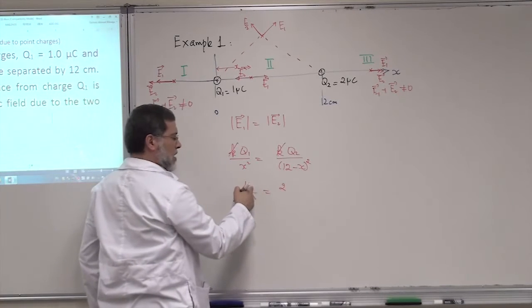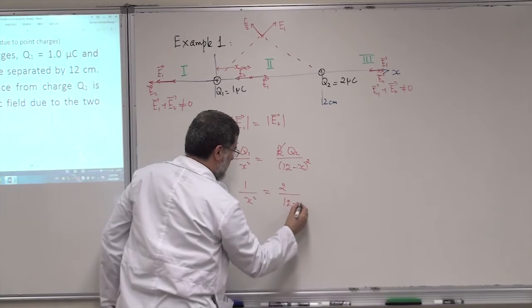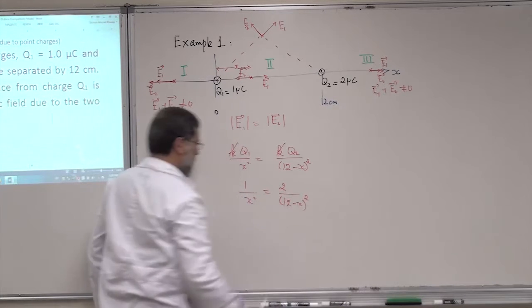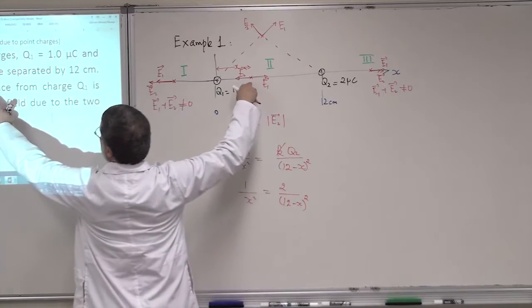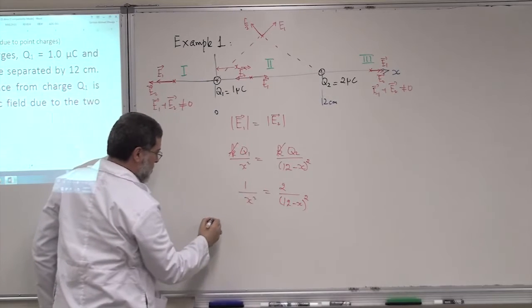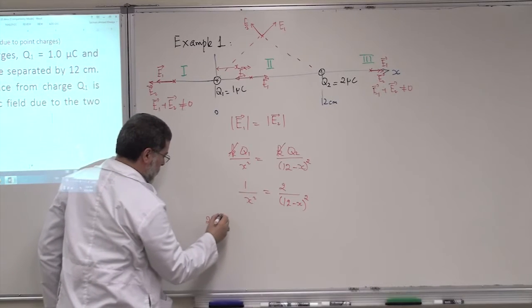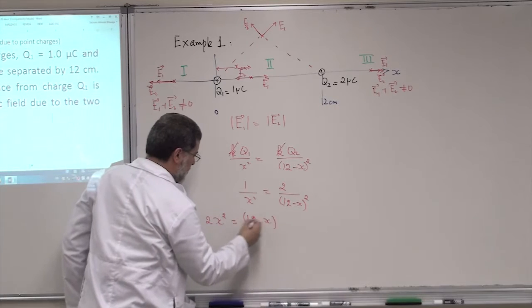Of course, 10 to the power minus 6 here and 10 to the power minus 6 will cancel over (12 minus x), the whole thing squared. So I'm solving for x, I'm looking for the location or the distance from the charge Q1. I'm looking for this x here. So I have x squared, so I have 2x squared equal (12 minus x), everything squared.